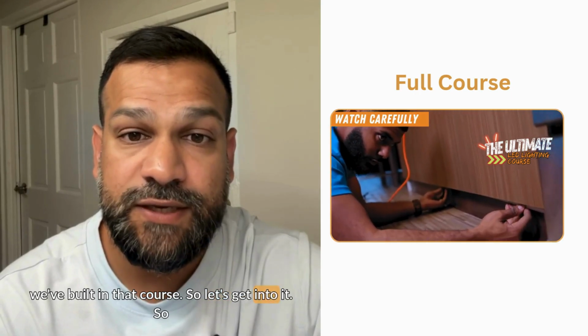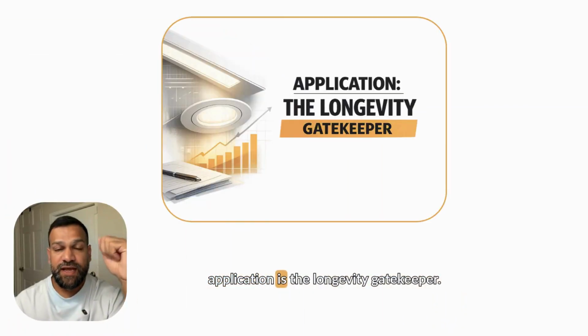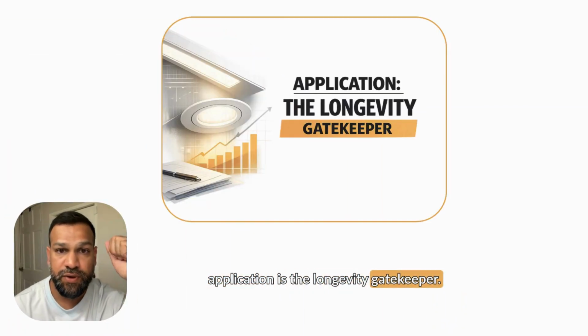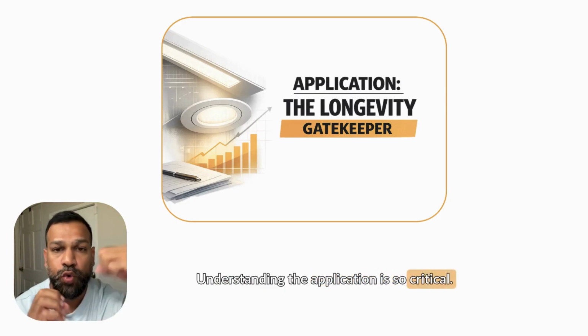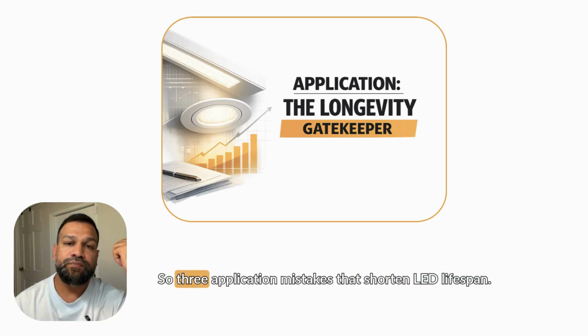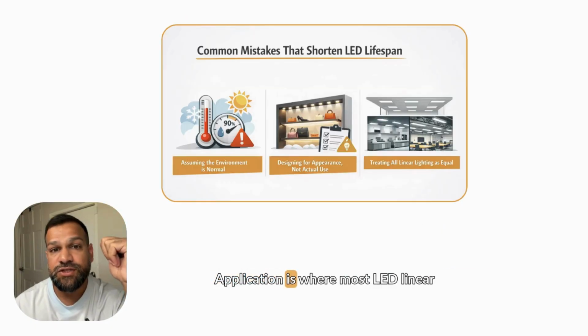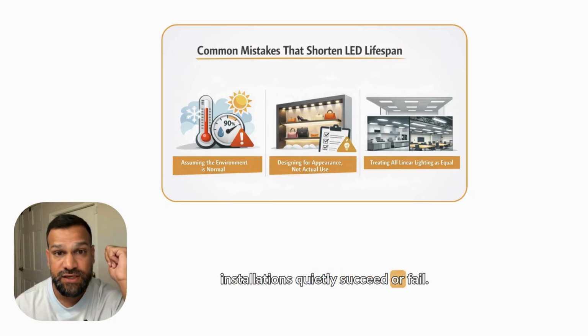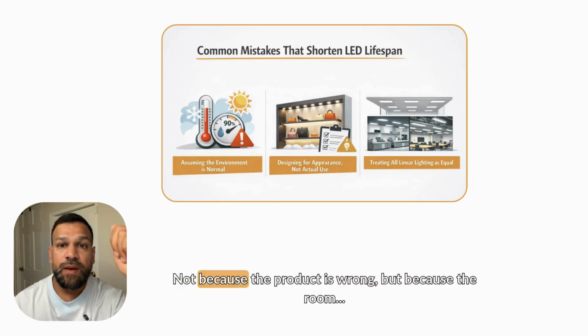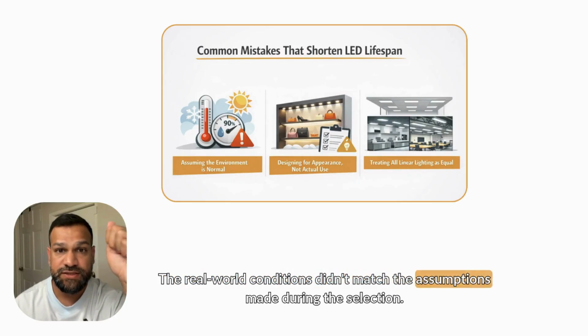So let's get into it. Application is the longevity gatekeeper. Understanding the application is so critical. So, 3 application mistakes that shorten LED lifespan. Application is where most LED linear installations quietly succeed or fail. Not because the product is wrong, but because the real world conditions didn't match the assumptions made during the selection.